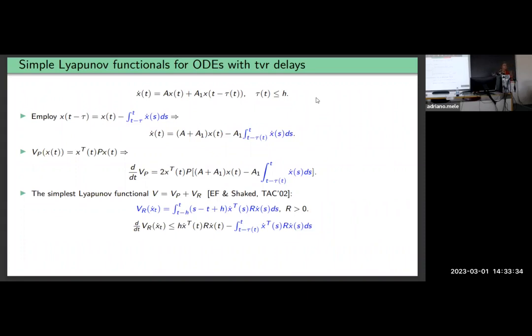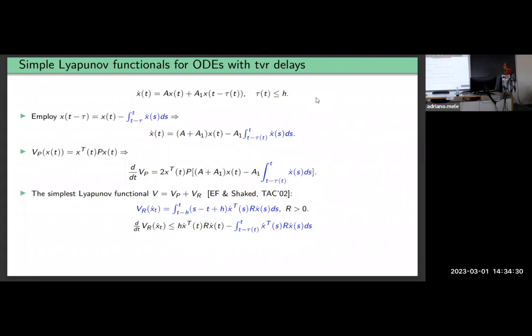This method is well known for linear time invariant systems. For instance, if you have no delay here, tau is equal to zero, you have this nominal system. And we assume that A plus A1 is stable for continuous time systems. It means it is Hurwitz: all its eigenvalues in the left half plane have negative real parts. So for such a system, a necessary and sufficient condition for its stability is the existence of a Lyapunov function in such a quadratic form, where P is positive definite.